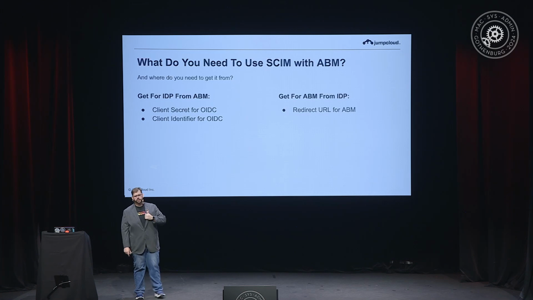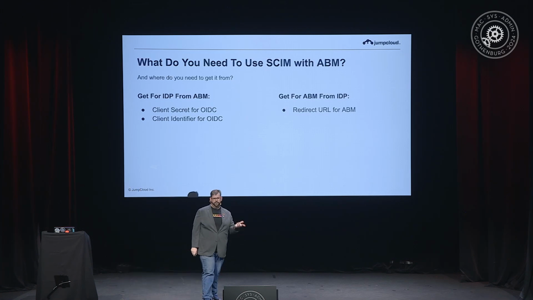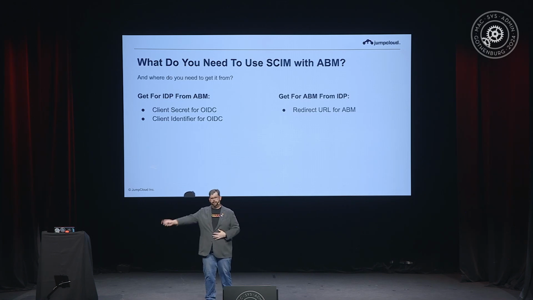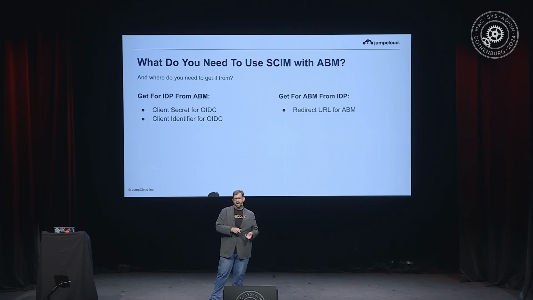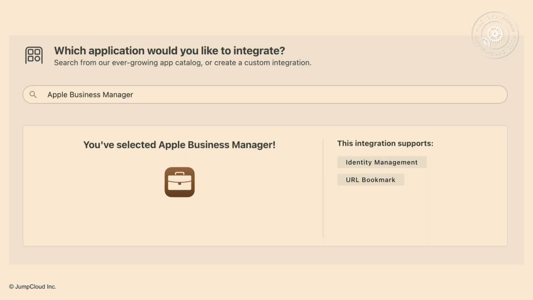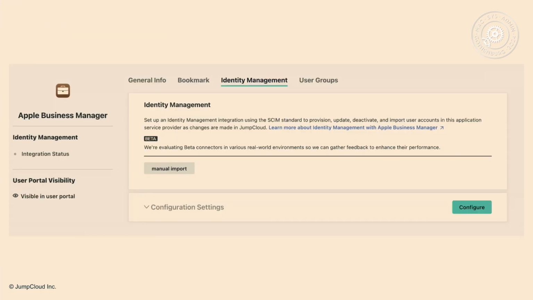So what do you need to use SCIM with Apple Business Manager? You're going to give from your IDP a client secret and identifier to Apple, and you're going to get a redirect URL from Apple for your IDP. So again, we've set these two things up as a virtuous cycle. There are cycles within cycles at this point. And going through that process is going to be pretty straightforward. You're just going to step through all of the spots in your IDP where you set these things up.